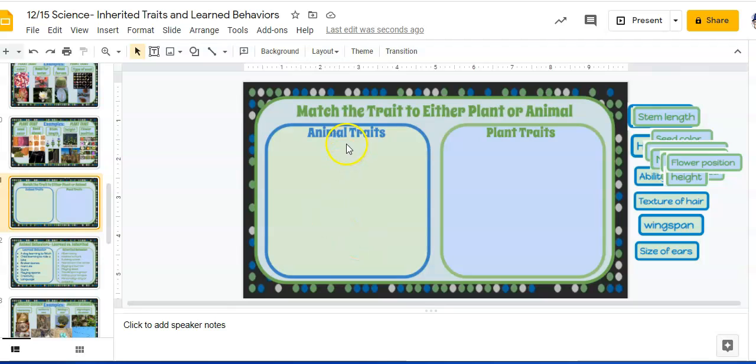Now remember, animals include humans. Okay, so the plants would be those things that do photosynthesis, and then animals are going to be all those things that have to eat plants or other animals in order to survive. All right, so you're going to organize those into each of those categories.